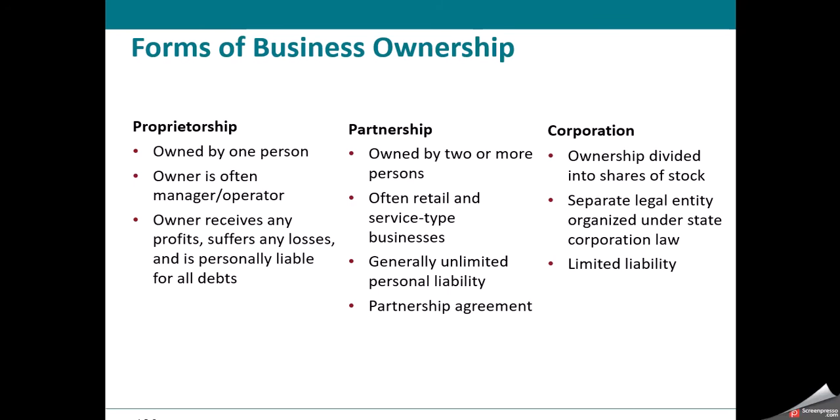A sole proprietorship is owned by one person. They are the manager and the operator. They receive all the profits, they suffer all the losses, and they're personally liable for anything that happens. So if there's any type of liability for debt or any type of accident or damages, they're going to have to be responsible for all of those things, and they can be responsible out of their personal assets. So again, that's a little bit of a risky one, and normally it's obviously smaller businesses.